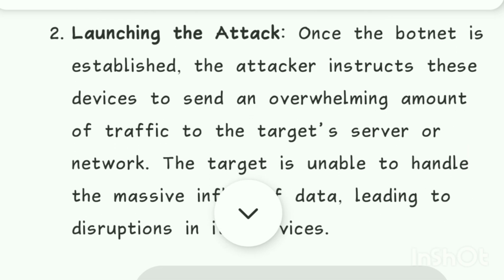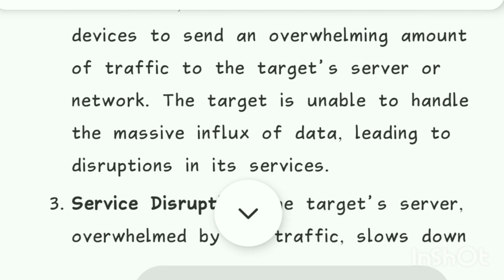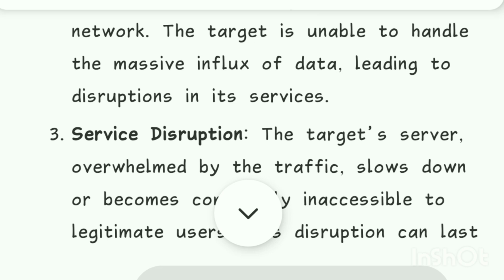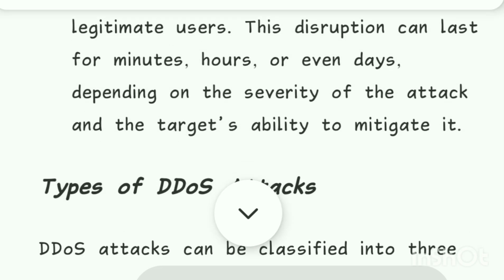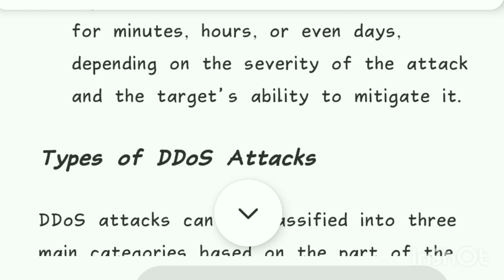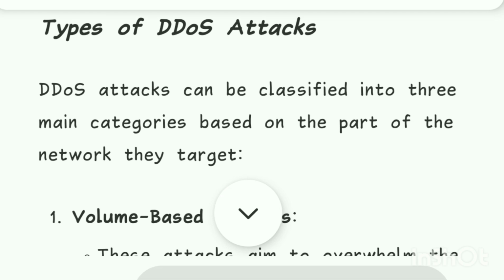2. Launching the attack. Once the botnet is established, the attacker instructs these devices to send an overwhelming amount of traffic to the target server or network. The target is unable to handle the massive influx of data, leading to disruptions in its services. 3. Service disruption. The target server, overwhelmed by the traffic, slows down or becomes completely inaccessible to legitimate users. This disruption can last for minutes, hours, or even days, depending on the severity of the attack and the target's ability to mitigate it.